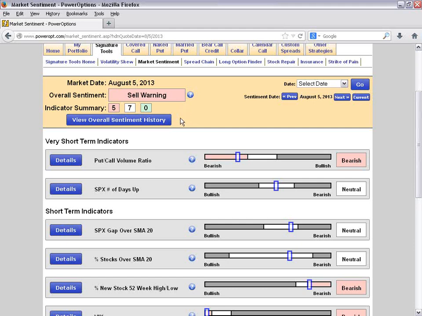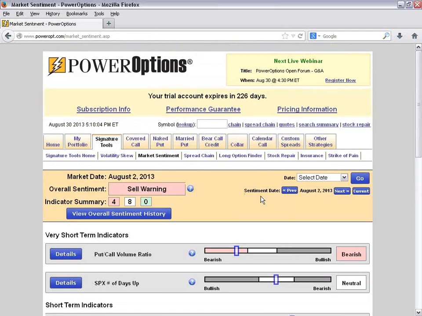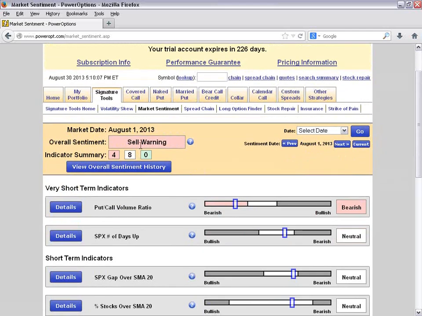Now, this one here, the sell warning, we had 5 bearish indicators and 7 neutral indicators, and the actual warning came up, was it on August? The first one jumped up on August 1st, I think it was. Let me go back one more. So it was 4 and 8 there, and 4 and 8 on August 1st as well, so it was a sell warning. Now, why is that important?